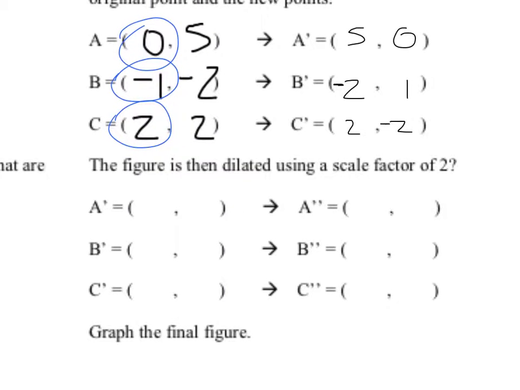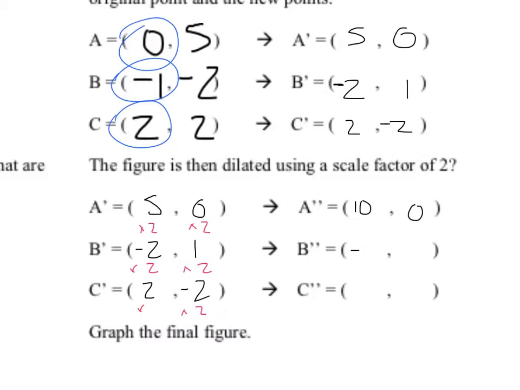But then it's told us that the figure is dilated using a scale factor of 2. So we take our points. This is what it was, and then we dilate it. How is that dilation with a scale factor of 2 going to change my coordinates? Kali. Everything gets multiplied by 2. Is this going to make my figure bigger or smaller? Bigger. All right. So 5 times 2 is 10.